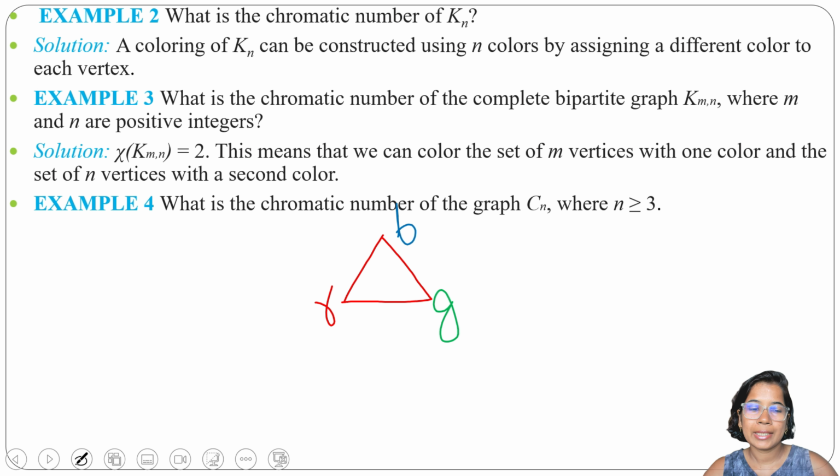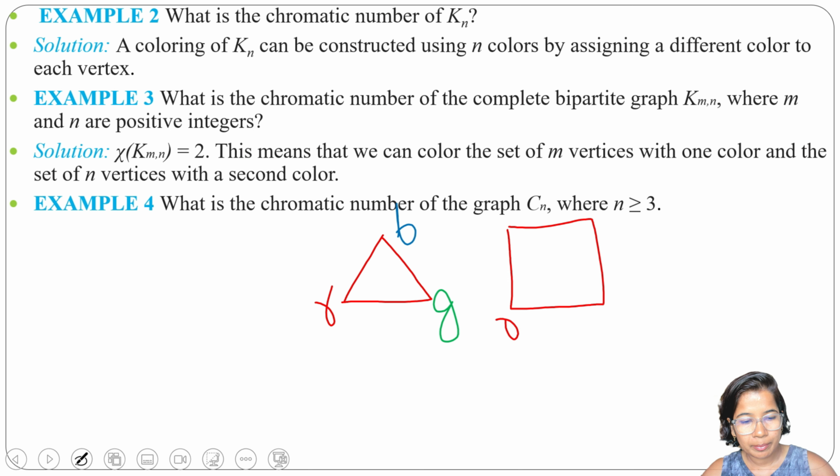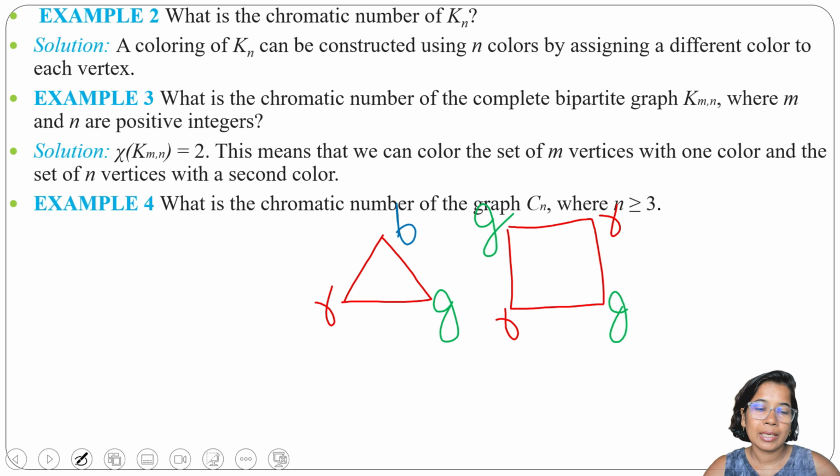Let's take another example having an even number of vertices. Let's have a cycle having 4 vertices. One can be red. This vertex also can be red. These 2 vertices can be green. So in case of a cycle graph, if the number of vertices is even, we need 2 colors. If the number of vertices is odd, we need 3 colors. So chromatic number is 2 if n is even and chromatic number is 3 if n is odd.